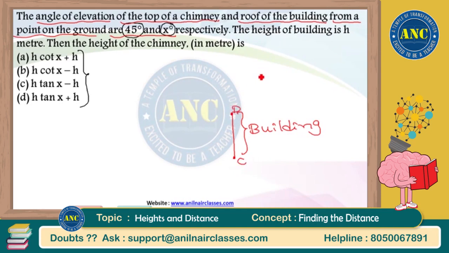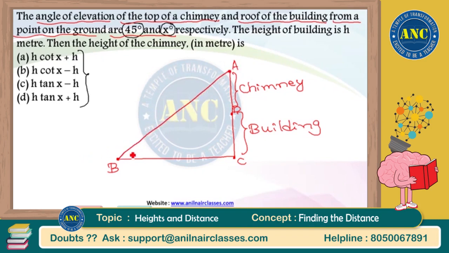So the angle of elevation of the top of the chimney, there is a chimney here. This chimney I will name it as AD, right? I hope you are understanding, sir. From a point on the ground, this is the horizontal level. I will name it as B so that it becomes triangle ABC. So the chimney is making an angle of 45 degrees.